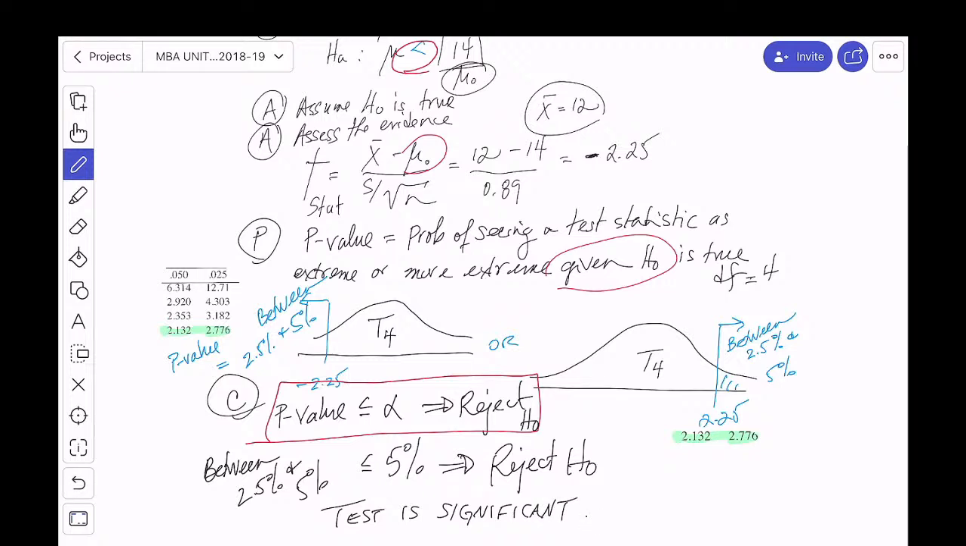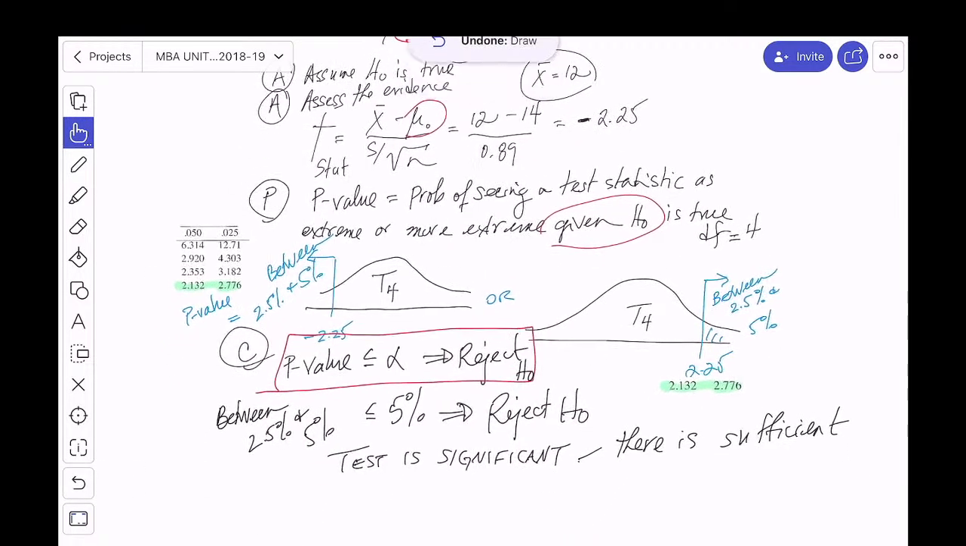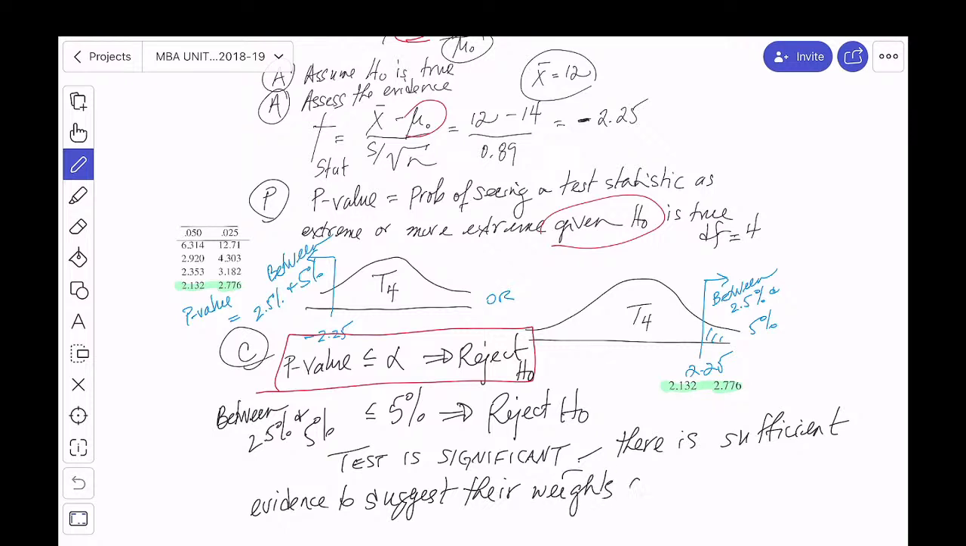We reject the null, the test is significant, there is sufficient evidence to suggest their weights are less than, you stick to what's in the hypothesis, less than 14 kilograms.